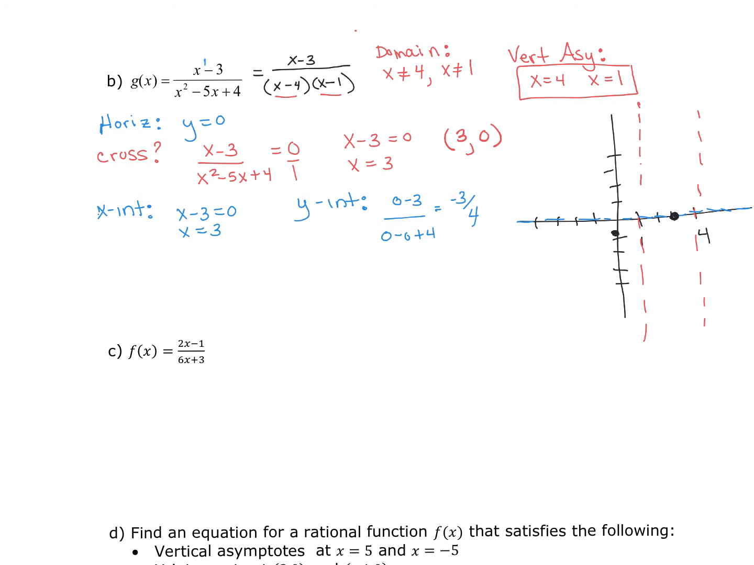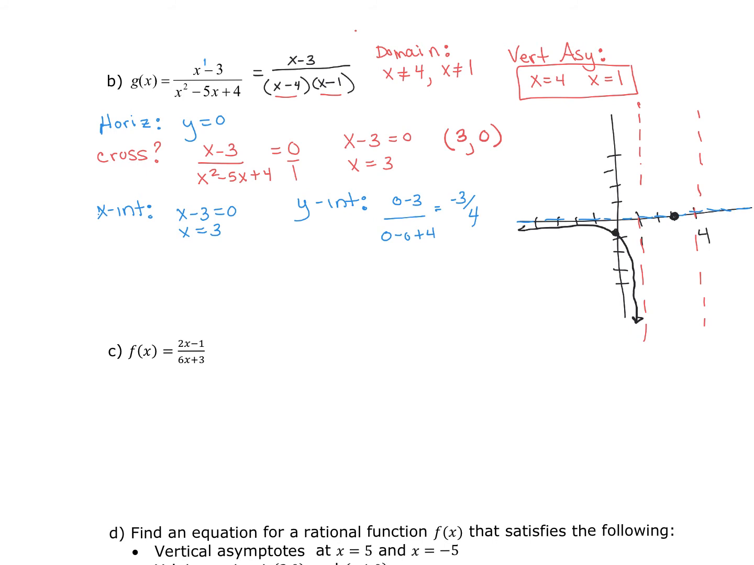So at this point, I have to find a few extra points. I can tell that this first piece has to be here. It doesn't have any x-intercepts, and it does have to go through this y-intercept. But in the middle and to the right of 4, I'm not exactly sure because I don't have enough points to tell me what's going on.